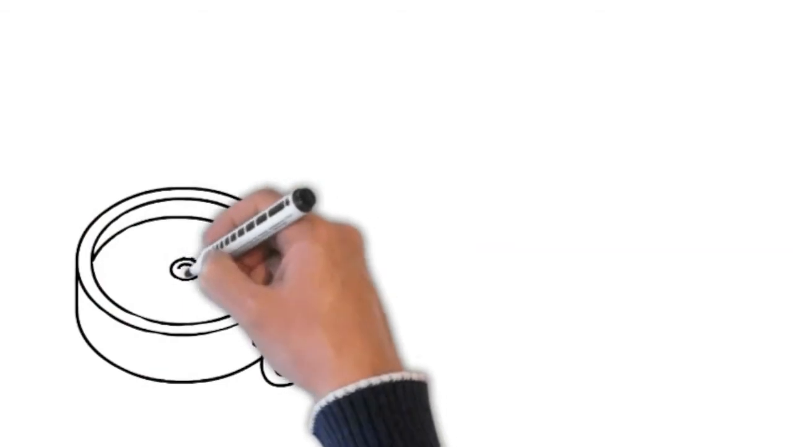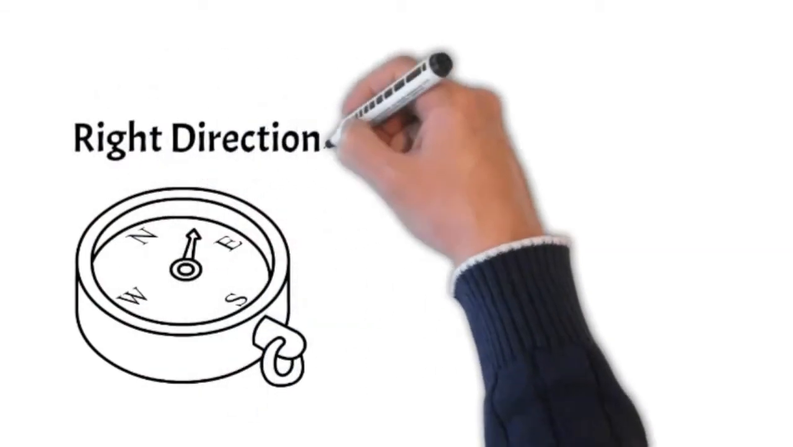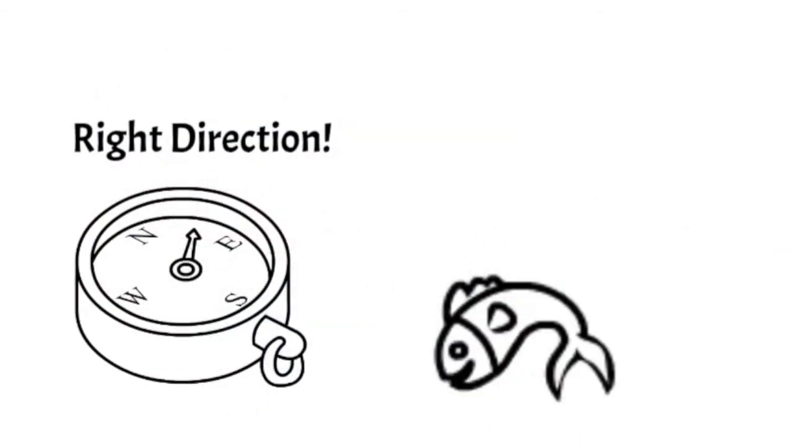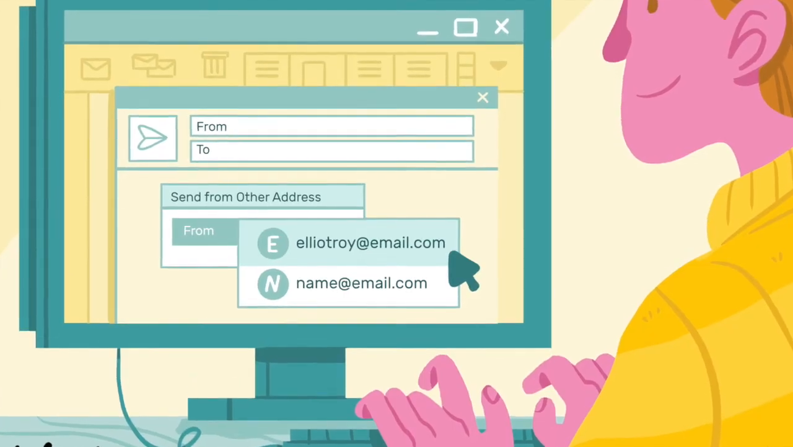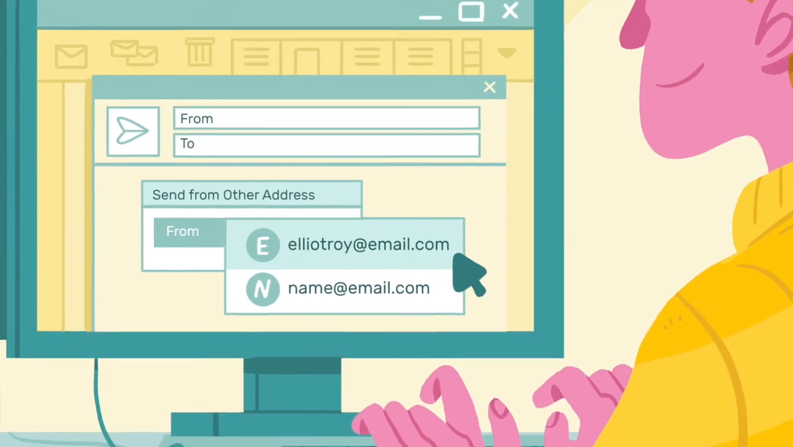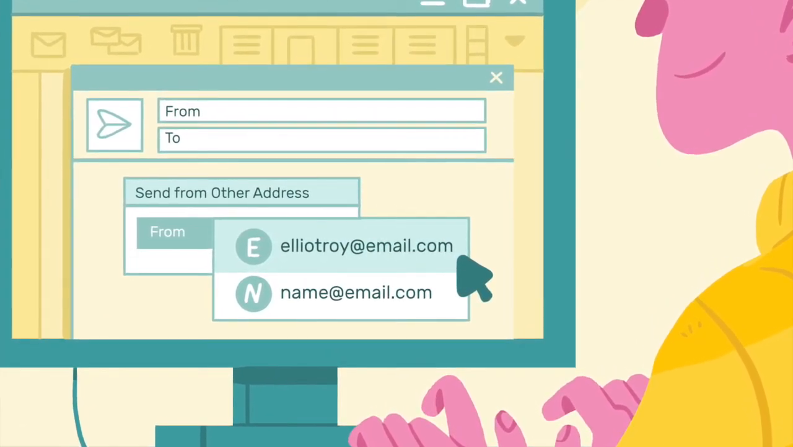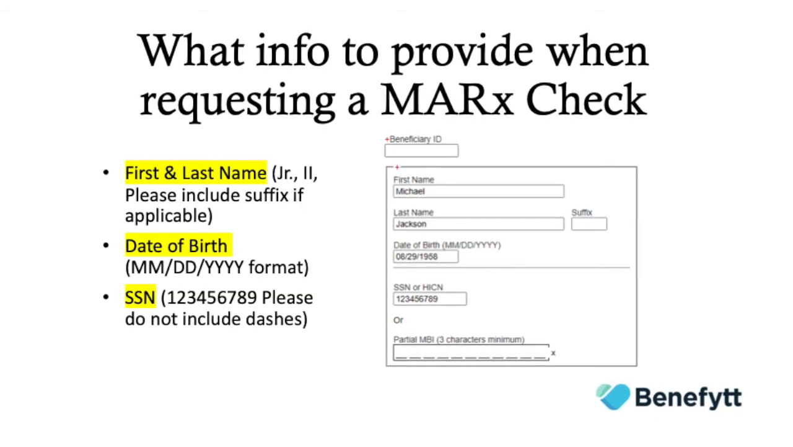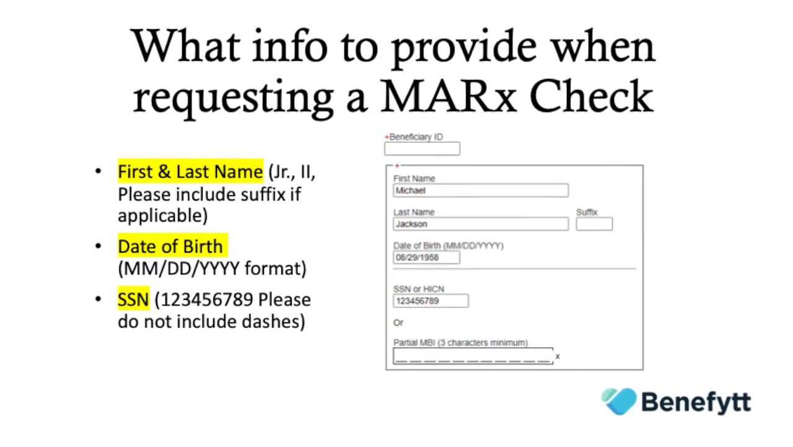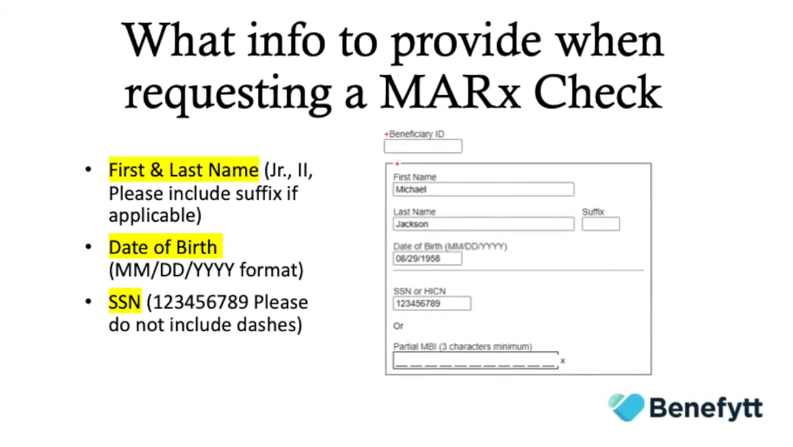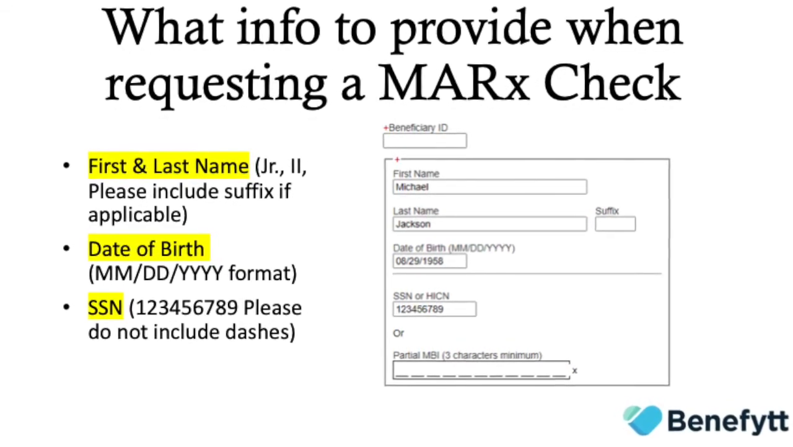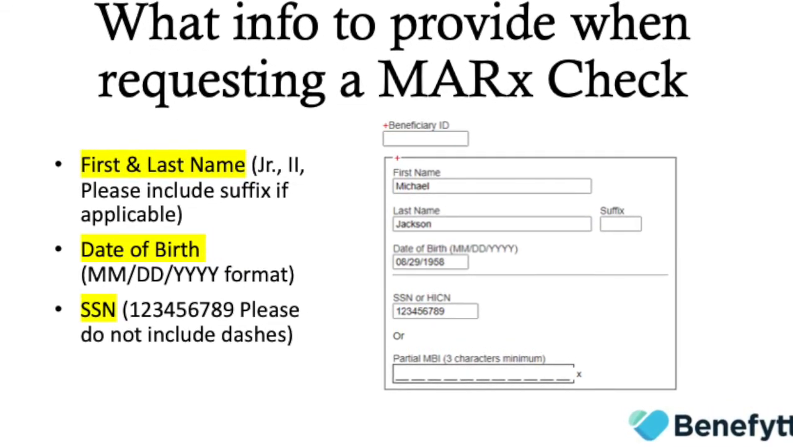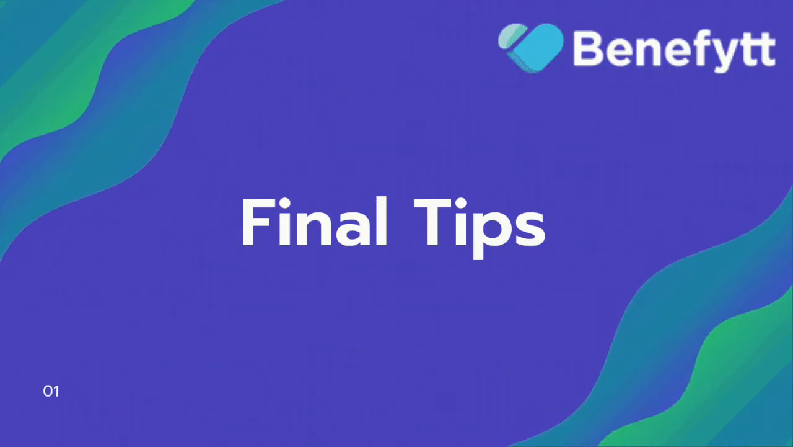Okay, so when to request a MARx check. The moment that you know that you're going in the right direction and you have them hooked and you're ready to reel them in for an enrollment, go ahead and send a message to your team lead or your supervisor and ask them for a MARx check. Just let them know your prospect's full name, with the correct spelling, of course, date of birth, and their Social Security number.